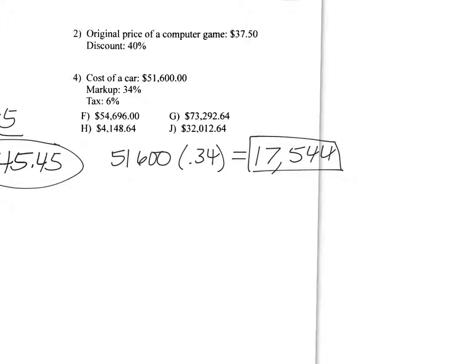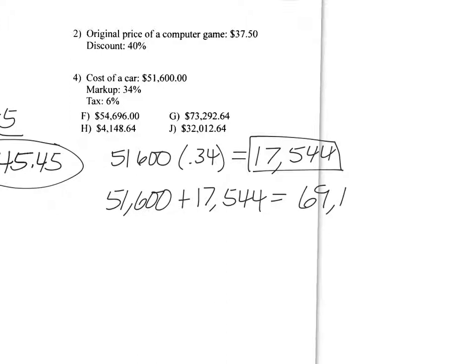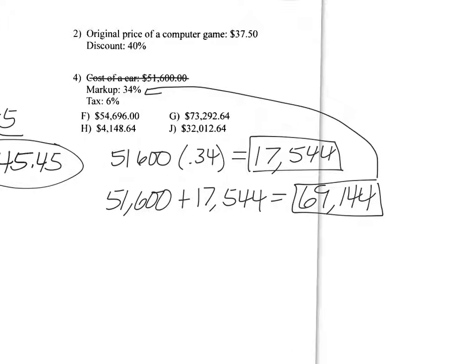Okay. Now, what you've got to do with that is you have to add that back to the original, just like what we did earlier. So 51,600 plus your markup, and that gives you 69,144. Okay. Now, that's the new cost with the markup. Now I have to do tax on that cost. So this cost is now gone. I've done the markup. I'm now using the 69,000 with the tax.